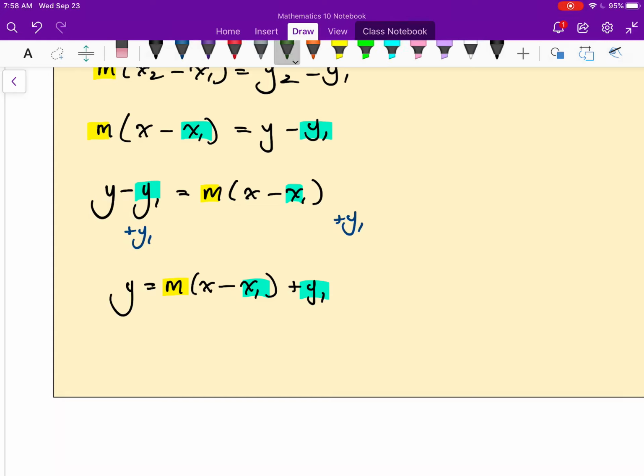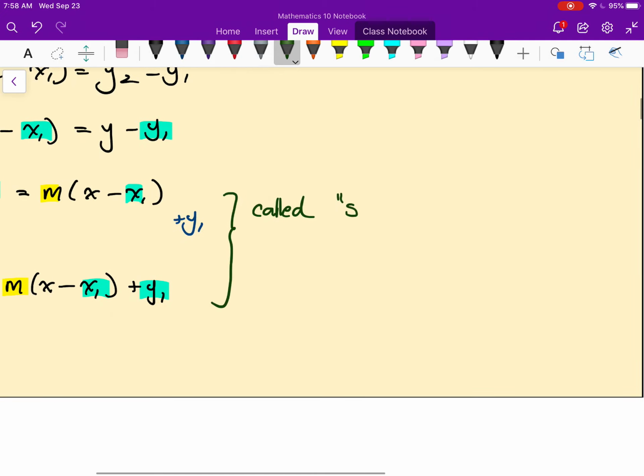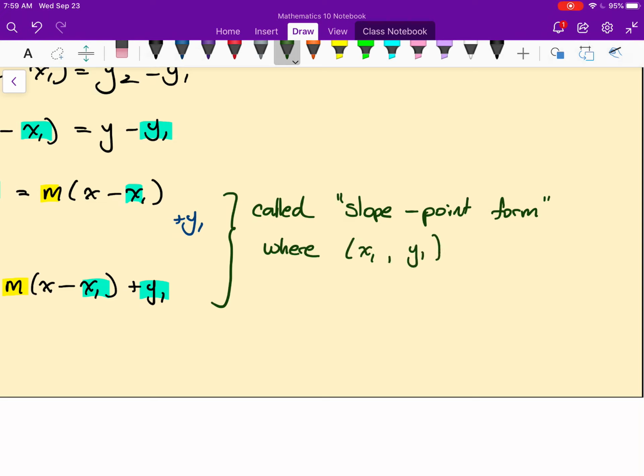And so again, let me just label this. Either of these are called slope point form. You want to remember where the x1 and y1, which I keep highlighting in blue, are just some point on the line, any point on the line. And m is the slope of that line.